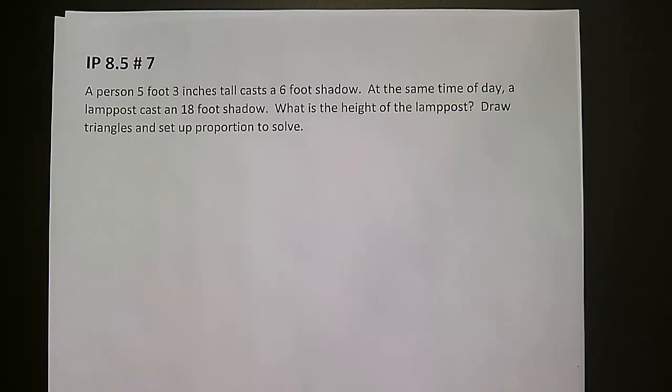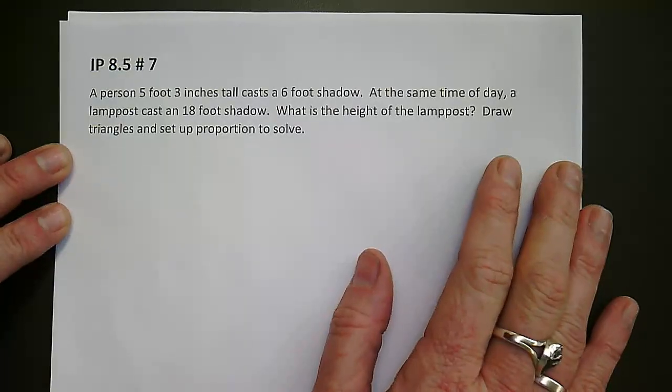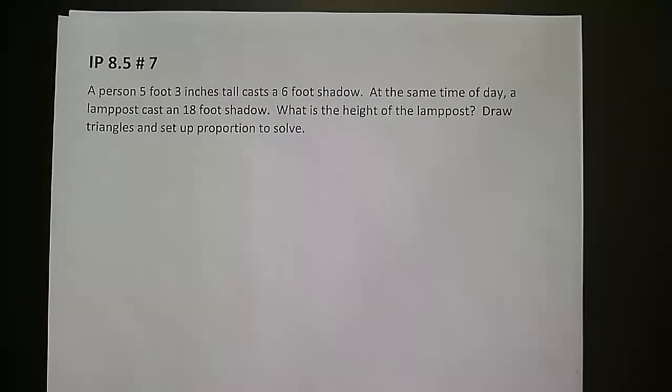Looking at IP85, this is number 7. This is a classic proportional reasoning scenario where you use indirect measure to tell how tall something is based on shadow lengths.